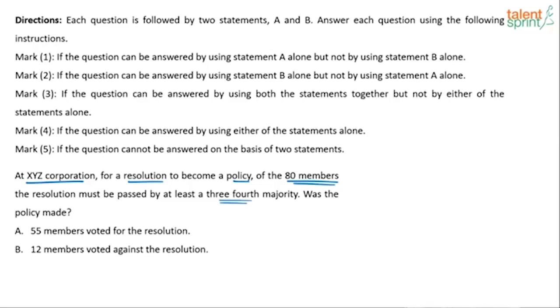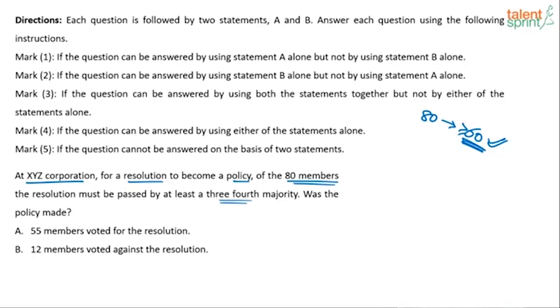You're getting it? So meaning out of 80, at least 60 should give a go ahead. Minimum 60. Greater than or equal to 60 members, if they say the resolution is okay, then it will become a policy. Otherwise, it will not become a policy. Now the question is, was the policy made?